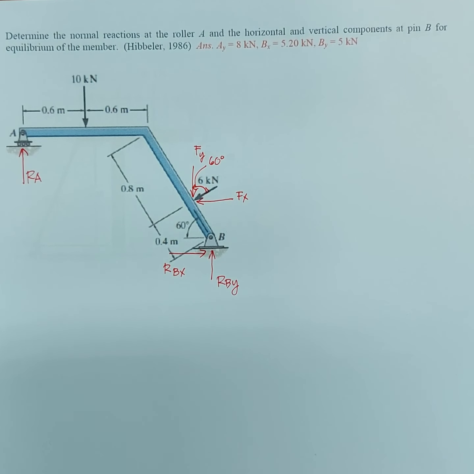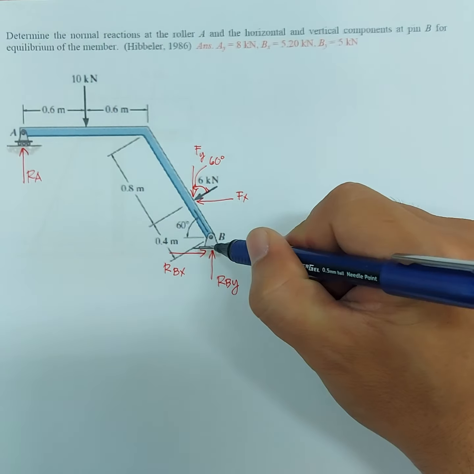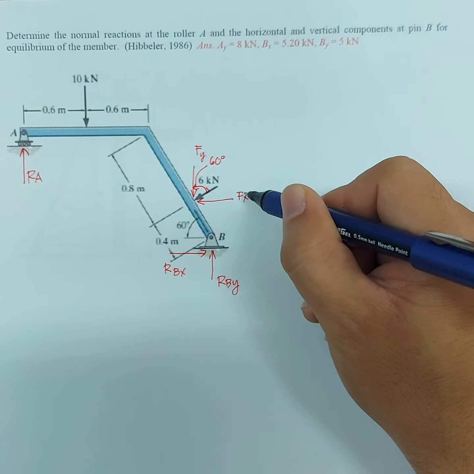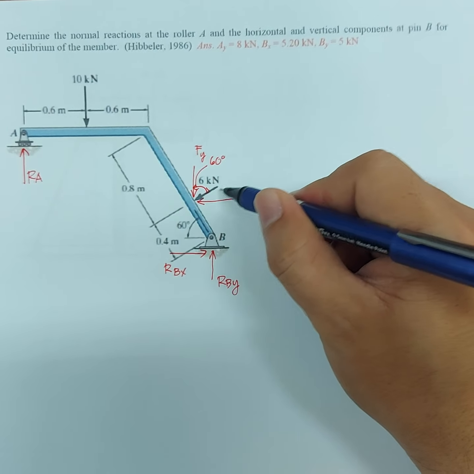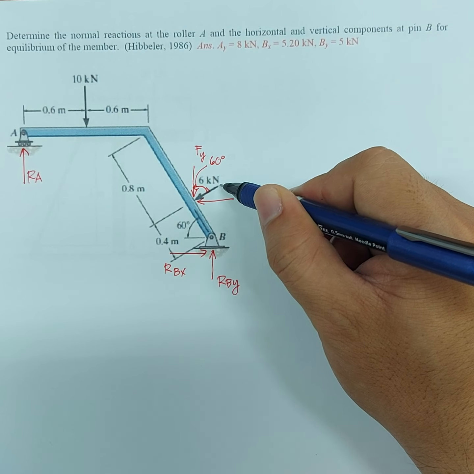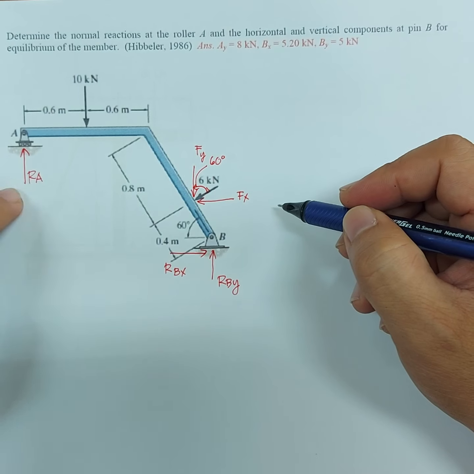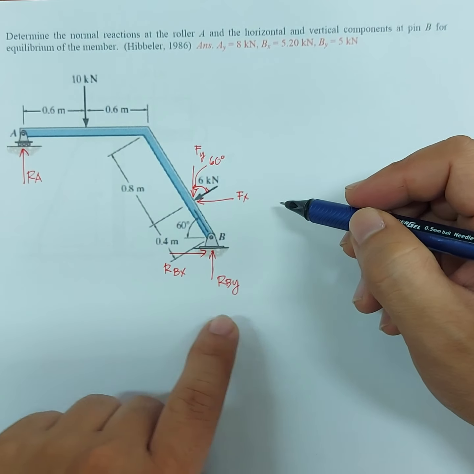Saan yung may two or more unknown forces? That would be at point B. Yan. So at point B, unknown yung RBY and RBX. Dito, ma-solve natin yung Fx and Fy. Hindi yun unknown na. You can solve it because given naman yung magnitude ng force and then the angle. So ang unknown natin dito is RA, RBX, and RBY.